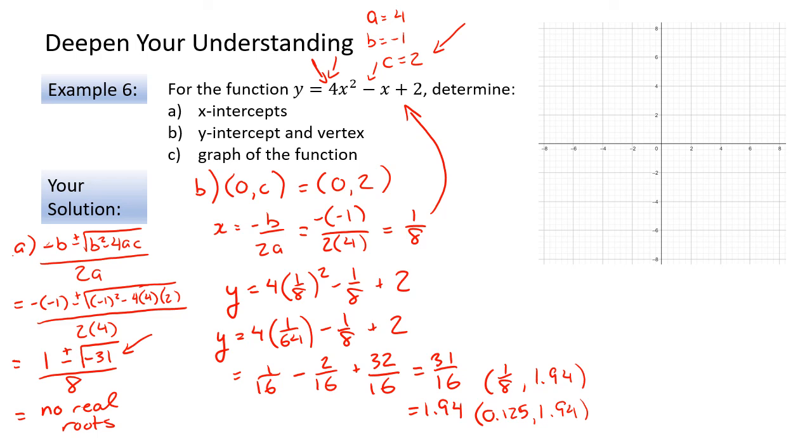We do not have any x-intercepts, but we do know the y-intercept. So I will start with the y-intercept, which is 0 and 2. This is the y-intercept. And the vertex is 0.125 and 1.94, so it's very close to here. It's about right there. And those are the only 2 points we know.